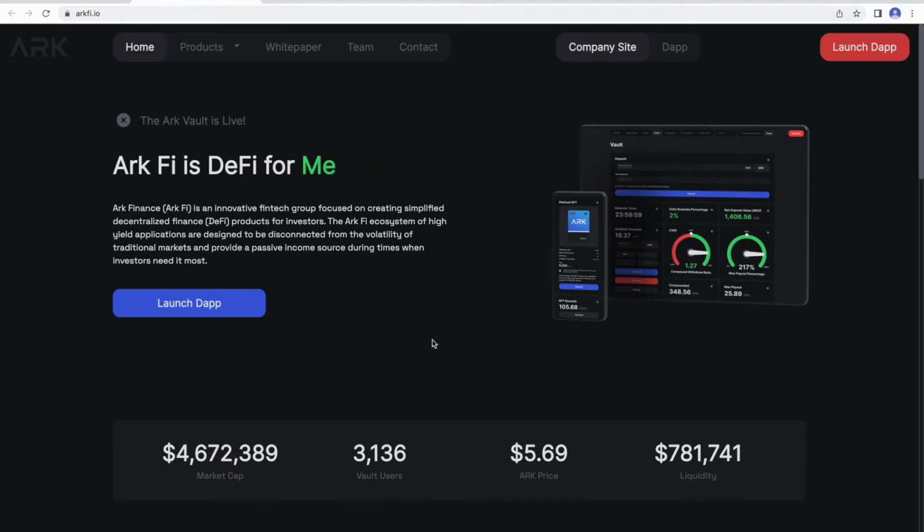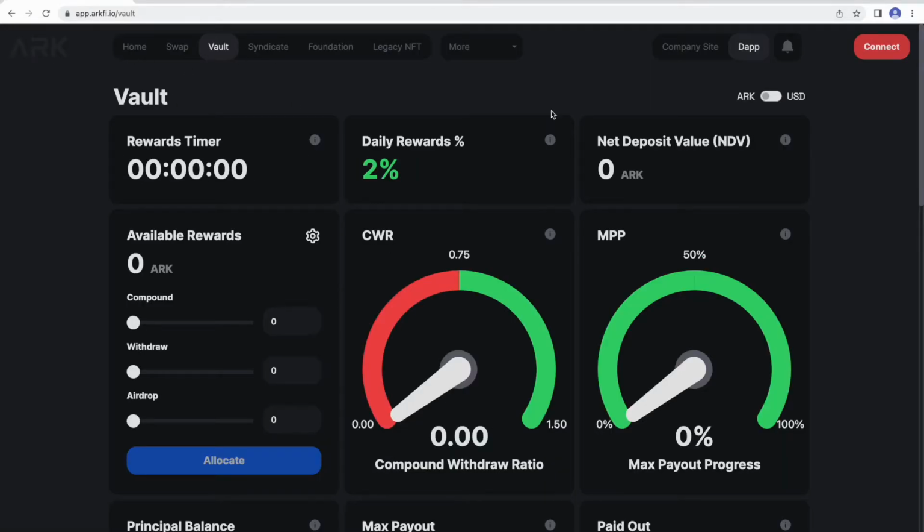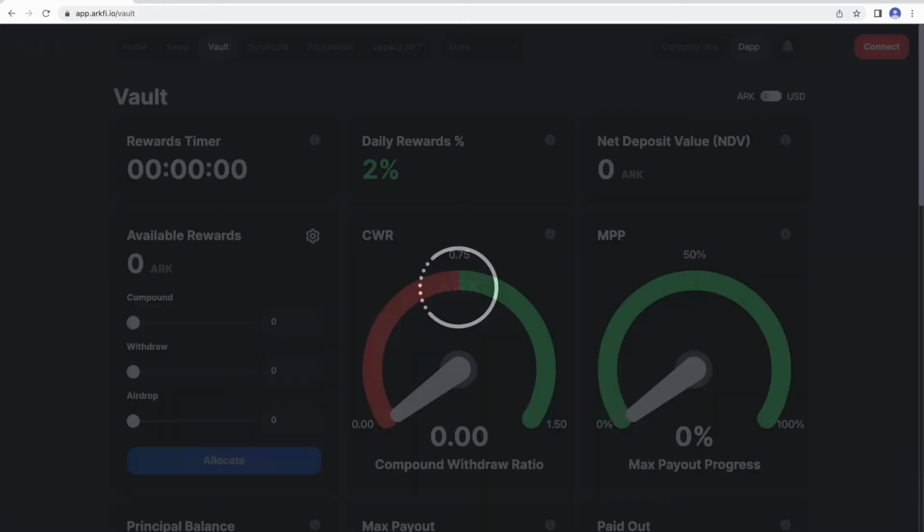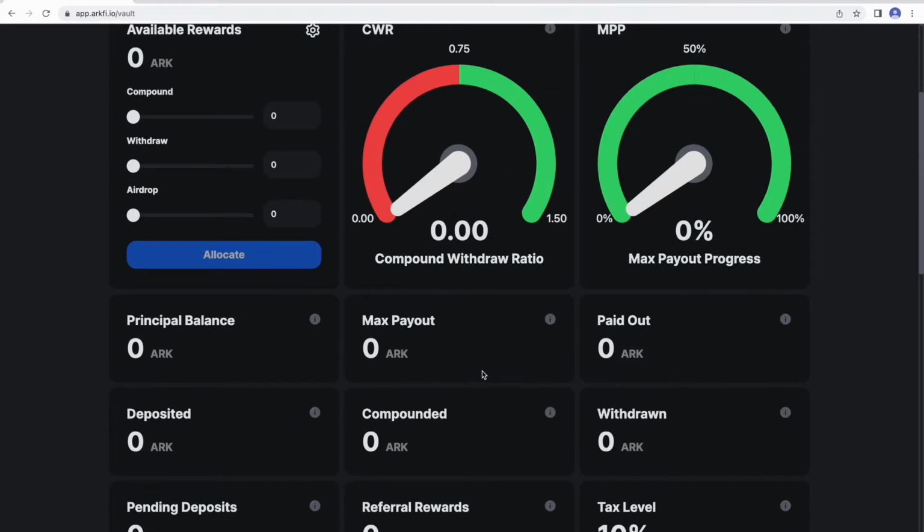So how do you get started? You're gonna hit the Launch app, and then that should take you to this kind of interface here. Then you're gonna click Swap. You're gonna connect your smart wallet, whether that's MetaMask, Trust Wallet, whatever it is that you use, and then you're gonna trade your BUSD, so make sure you have some BUSD for Ark. And once you have Ark, you're gonna go to Vault, and you're gonna click approve and all that stuff, you know the drill.